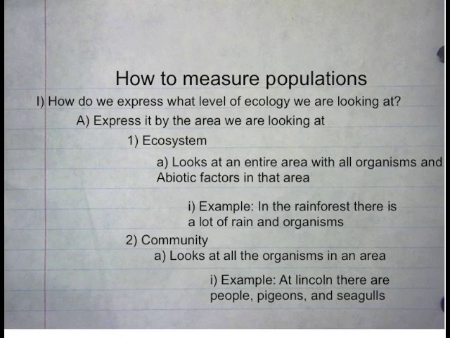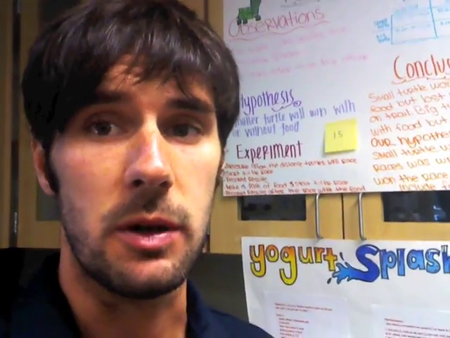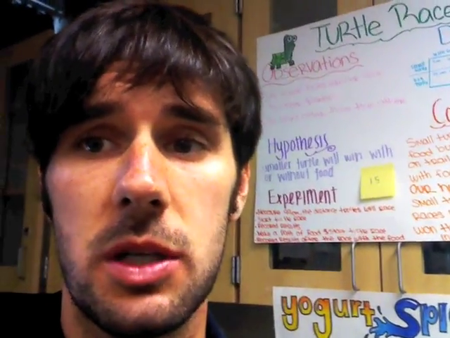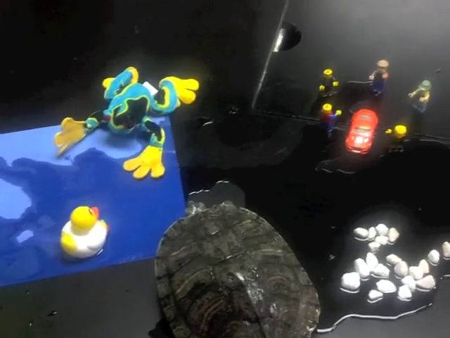Community looks at all the organisms in an area. Example, at Lincoln there are people, pigeons, and seagulls. If we were to take it down, we'll have to look at what we'd have to get rid of to start talking about the next level, which is a community. If we were just examining the community level, we'd get rid of all the abiotic factors and just talk about the organisms in it. So we get rid of the water, we get rid of the rocks, the car, and now we're just looking at all the organisms.